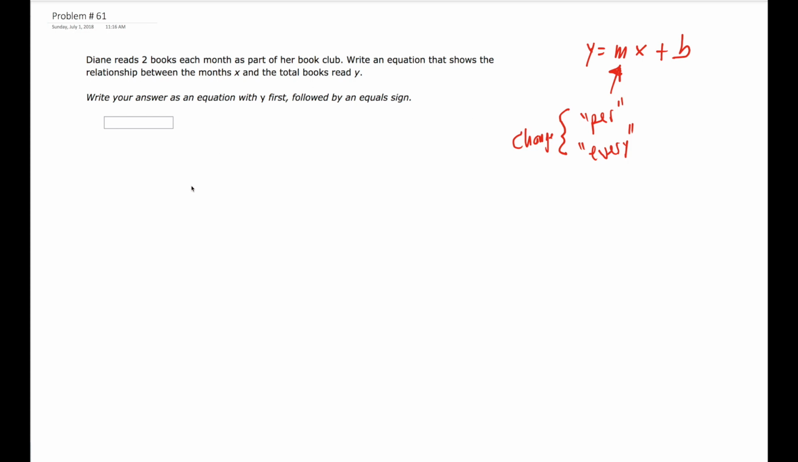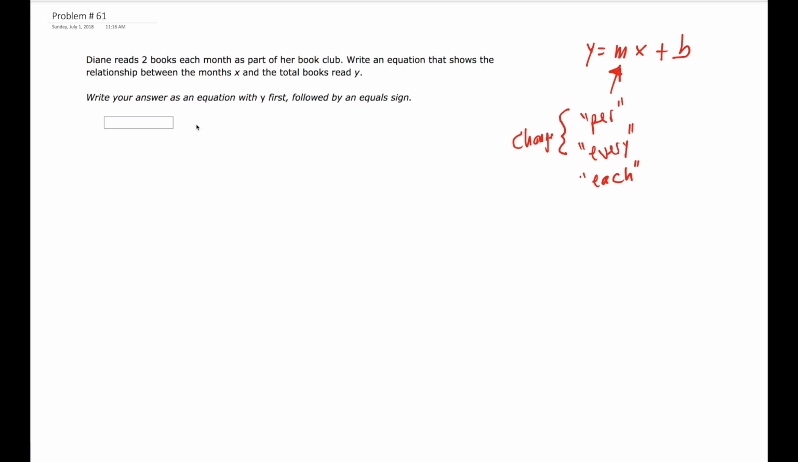All right, so, or each. Also watch out for the each. So like over and over and over again, basically. Like per month, every month, each month. All right, so it says Diane reads 2 books each month as part of her book club. Write an equation that shows the relationship between the months x and the total books read y.